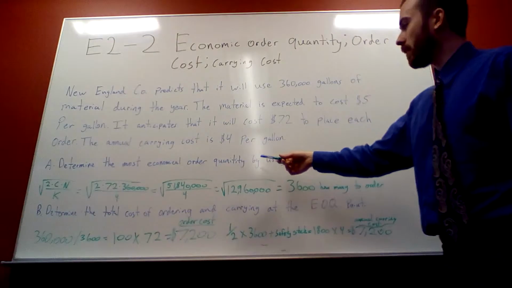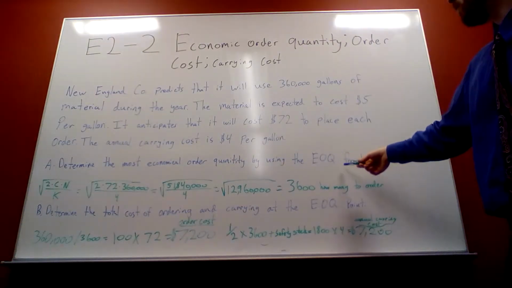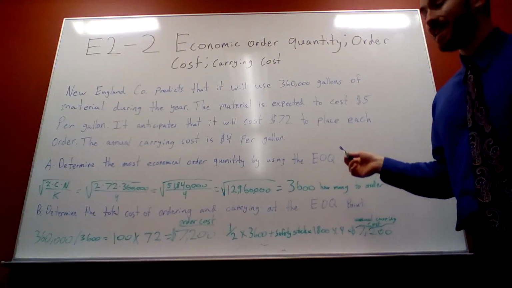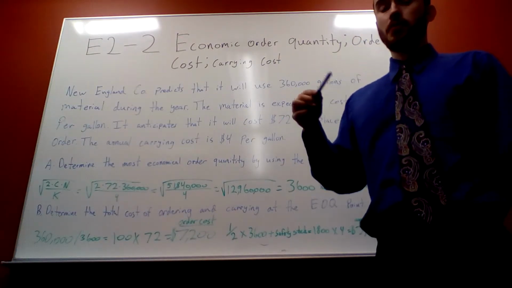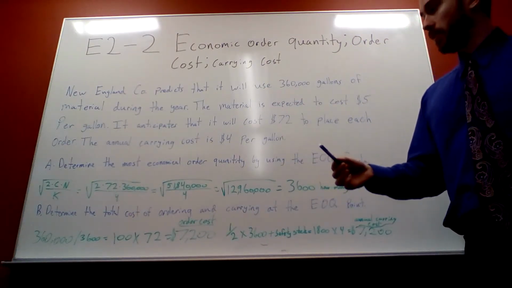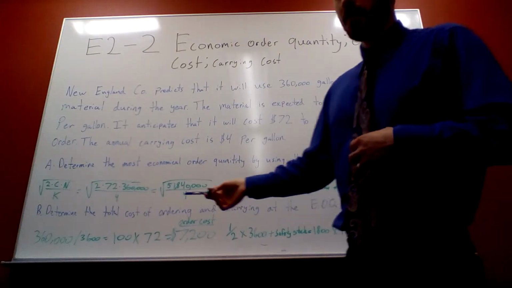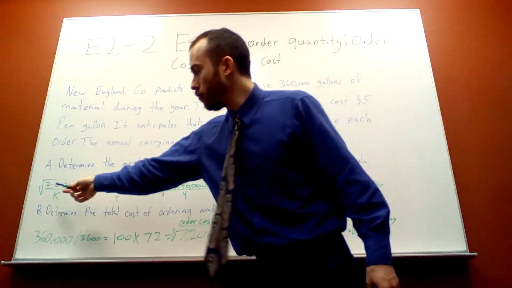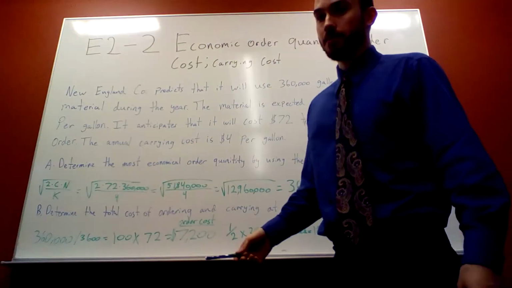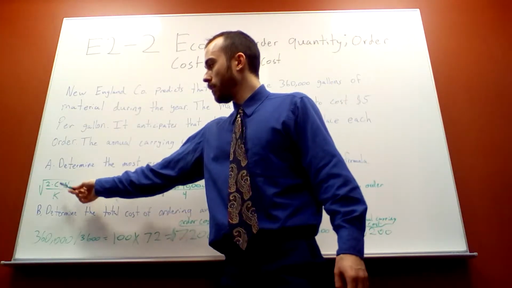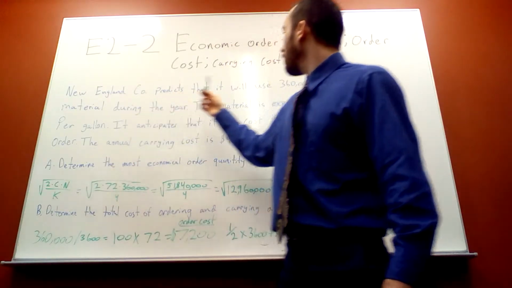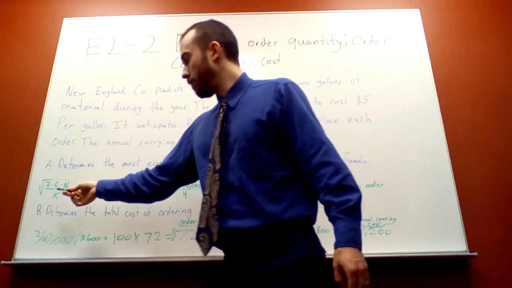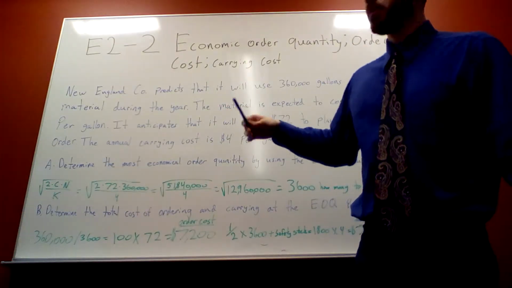Determine the most economic order quantity by using the EOQ formula. So the EOQ formula helps us find how much we should order each time we order new materials, to find out what's the best cost efficiency. So the equation is the square root of 2 times C times N divided by K. And that means 2 times the cost to place an order times the annual amount we use a year, divided by the annual carrying cost per unit.